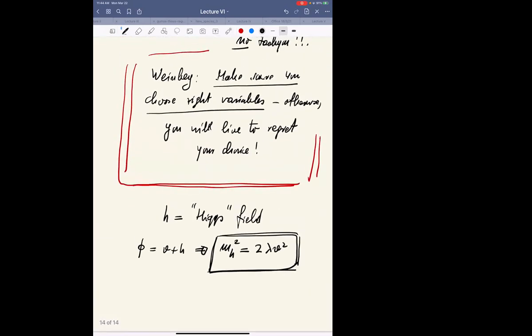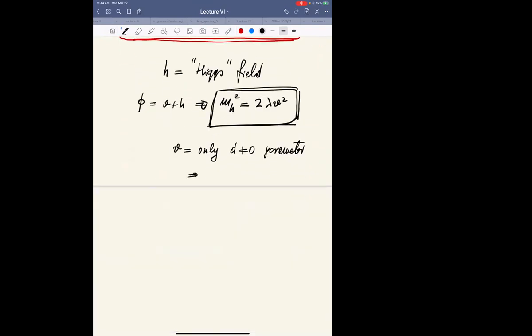By the way, you knew that. You know that because V is the only dimensional non-zero parameter. So MH must be proportional to V. That you know. What is very interesting is that it's proportional to the interaction constant as well. In other words, there is more to it. MH is proportional to V, but also MH is proportional to lambda, the interaction constant.